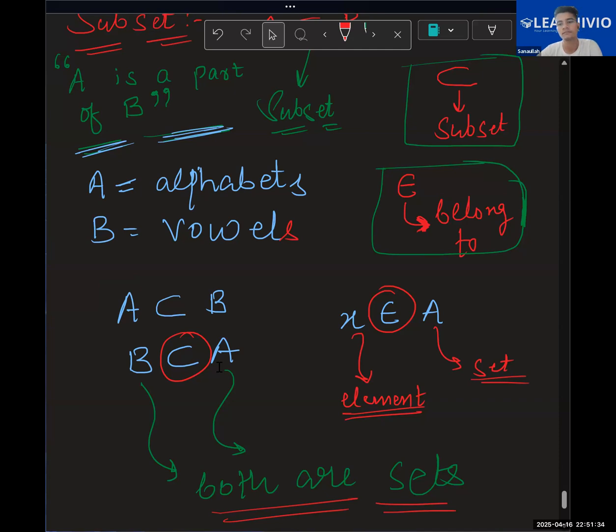A is a subset of B. Okay. Adya, you gave this answer. Taiba, your answer? We can consider it from both sides: A is a subset of B, B is a subset of A. We can say it both ways.